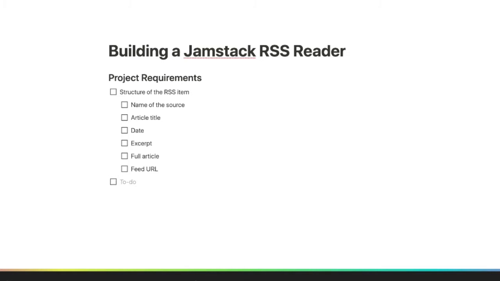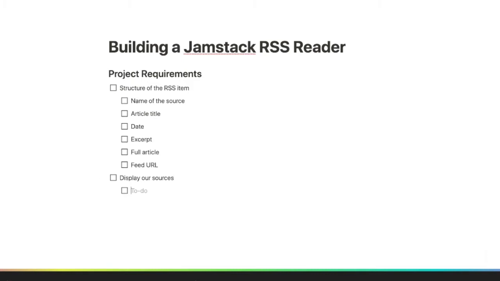So definitely the structure of the RSS item, but also how we display our sources. Are we going to categorize this? Should we have categories? So like latest updates, maybe you define your own user-defined categories. Like maybe I would have one for accessibility, CSS, what have you.